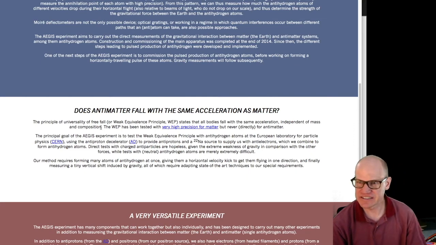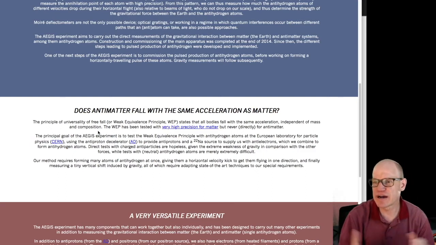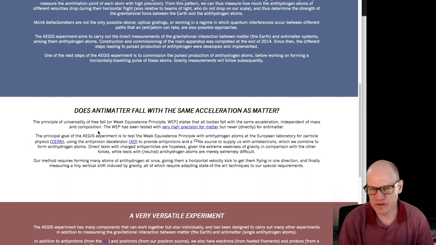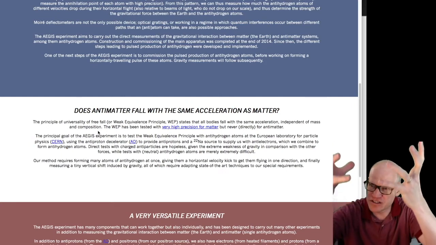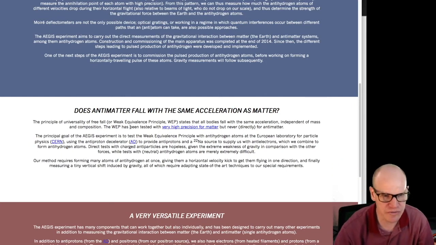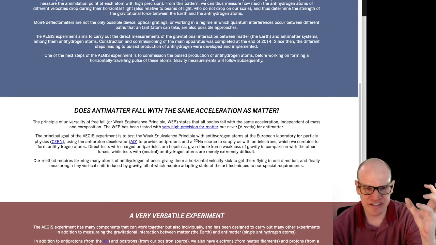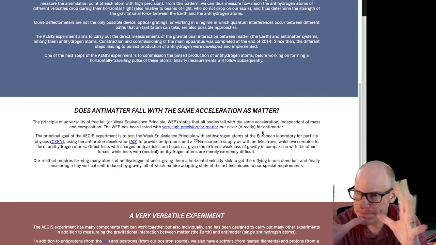That was Einstein's, well, it's Einstein, but it also goes back to Galileo dropping two different things from whatever tower he dropped them from, whether or not it was the tower in Pisa, that things accelerate towards the Earth at the same rate, independent of their composition. The weak equivalence principle has been tested with very high precision for matter, but never directly for antimatter. And so this is where the point of contention is going to arise, this never directly for antimatter.